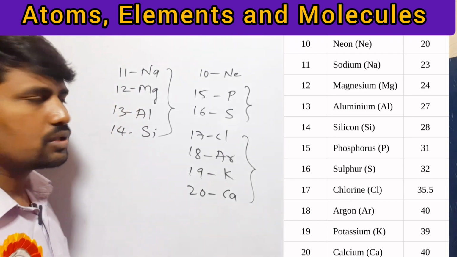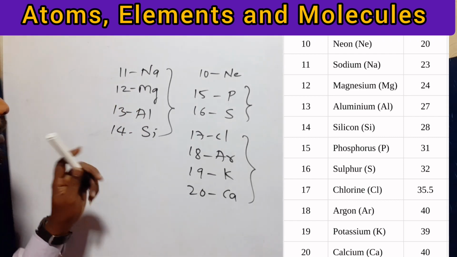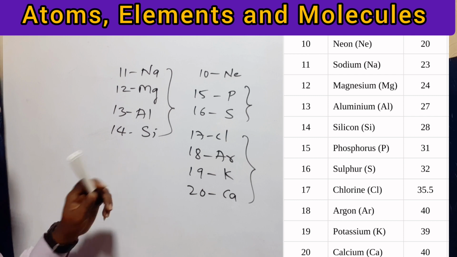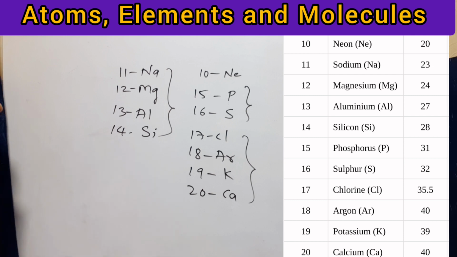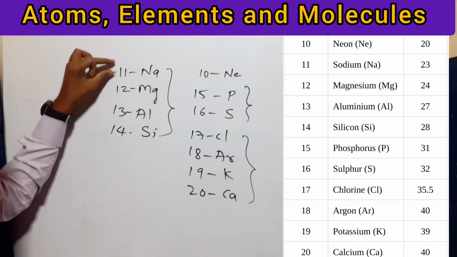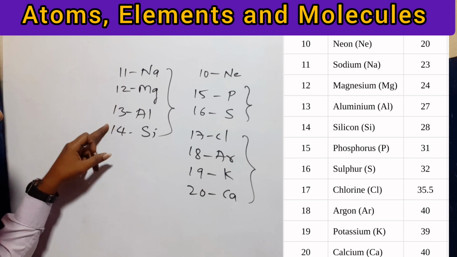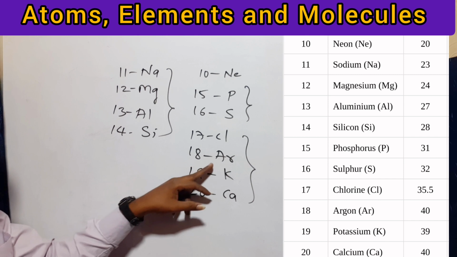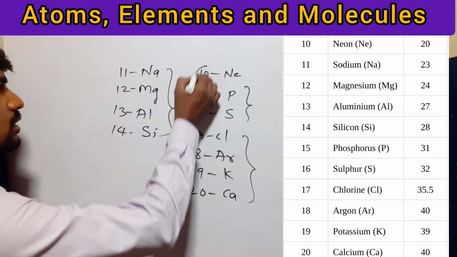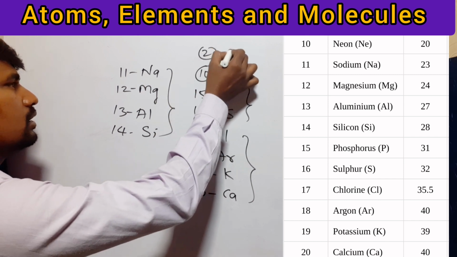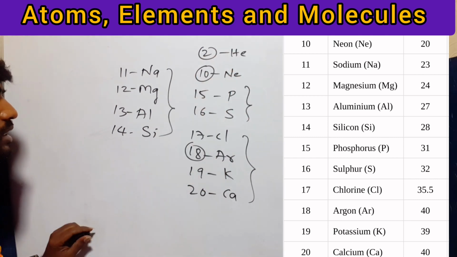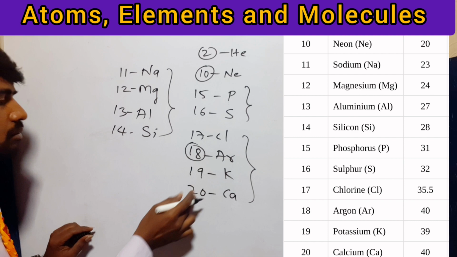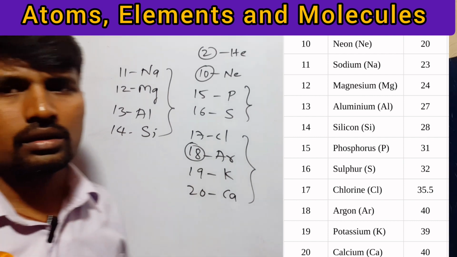Understood? Giving 1 minute. Pause the video and memorize the 11 to 20 elements. Again I am repeating: in order, sodium, magnesium, aluminium, 11, 12, 13, silicon. Then 18th element is argon. Second element helium, helium, neon, argon: these three are the noble gases below atomic number 20.